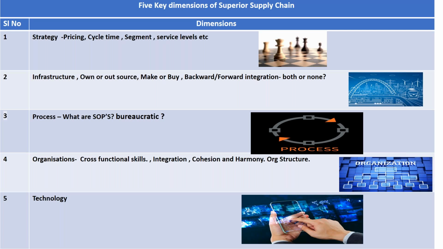Next is infrastructure, whether to have your own factory, own warehouse, or I have to rent it out, or make or buy decision, whether we should go for backward or forward integration. Now infrastructure, these are also a strategic decision, but these are part of core supply chains.